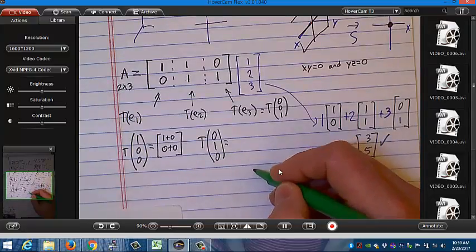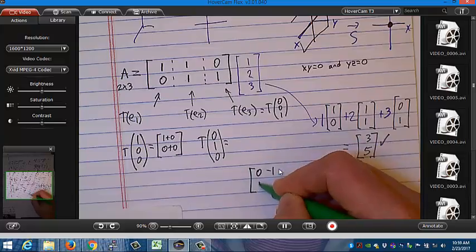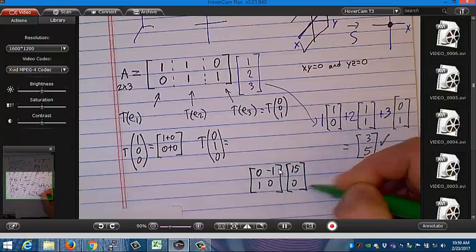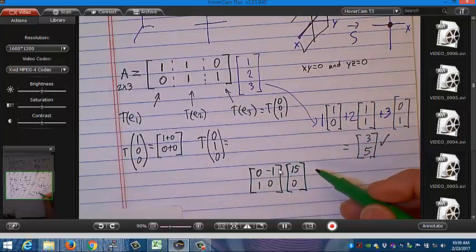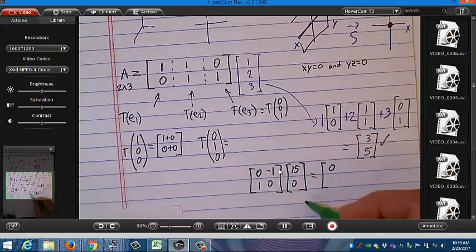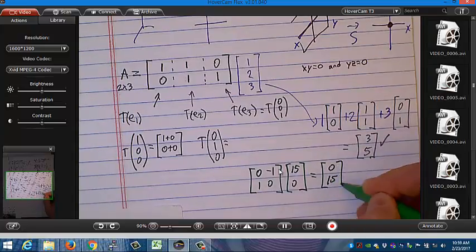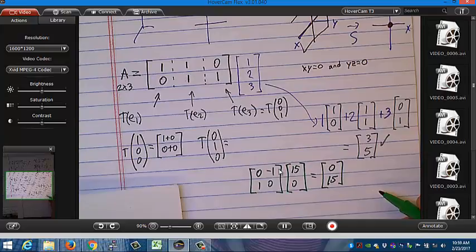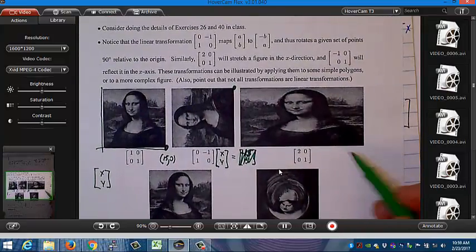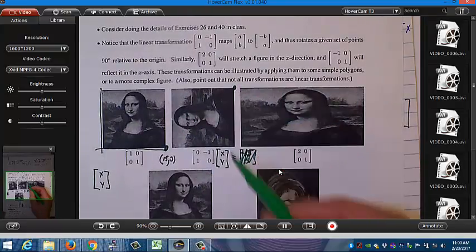If we take 0, negative 1, 1, 0, and multiply by 15, 0, because that's what I said the bottom right corner was, let's pretend. What do I get? So the first coordinate I get is 0, right? Because it's 0 times 15, negative 1 times 0. The second row I get is 15. Okay, so this may be a typo. Because it looks to me like if 15, 0 gets sent to 0, 15, oh, I see.